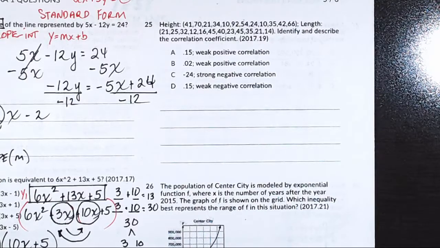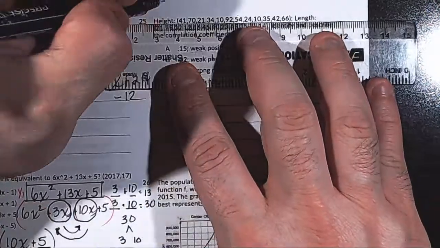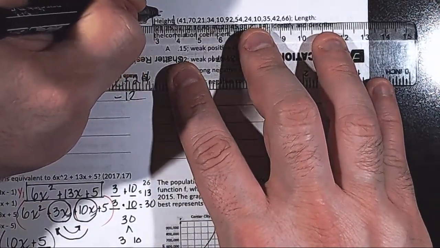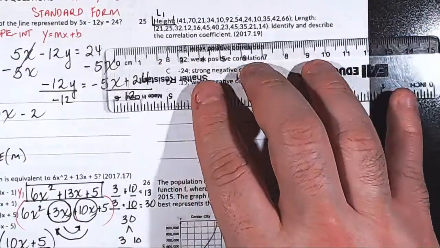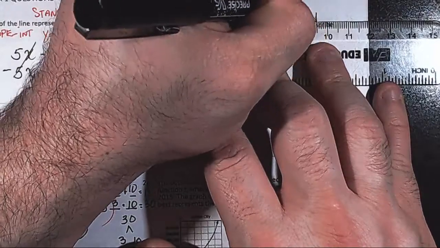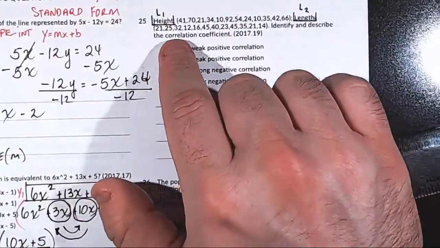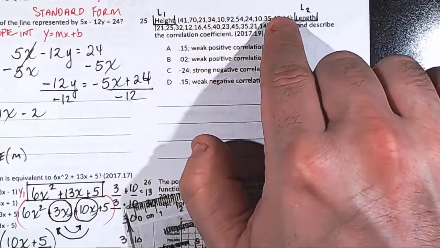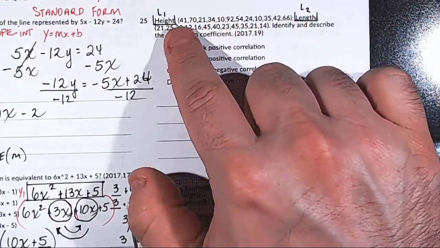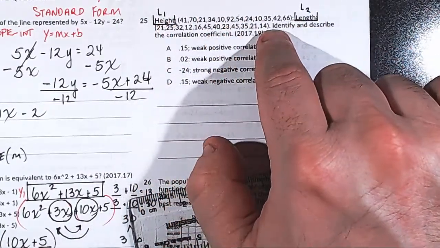All right, so on number 25, we are given height data and length data. Identify and describe the correlation coefficient. Okay, so the first thing is we have to understand that height is going to be L1, and length is going to be L2. So I'm going to go into stat edit and put all those values into L1, and then in L2 I'll put all the length values. So height is L1 and length is L2.